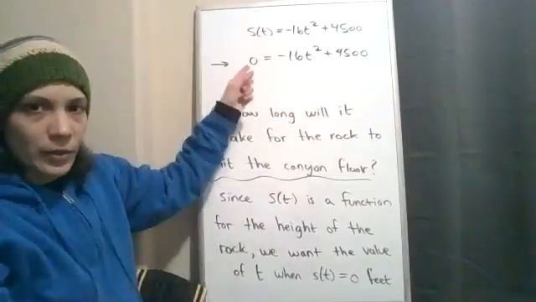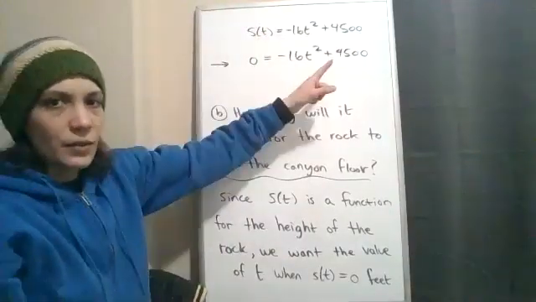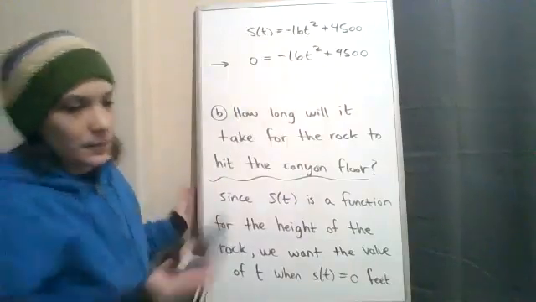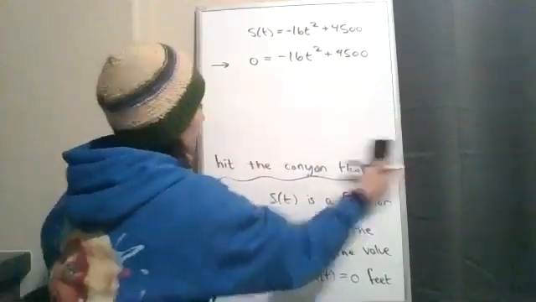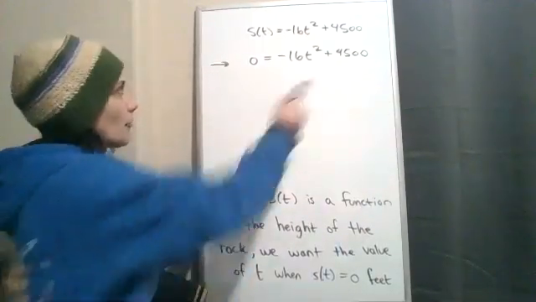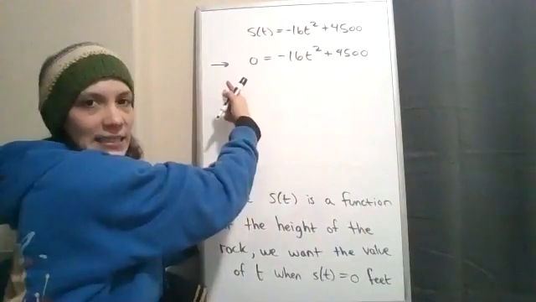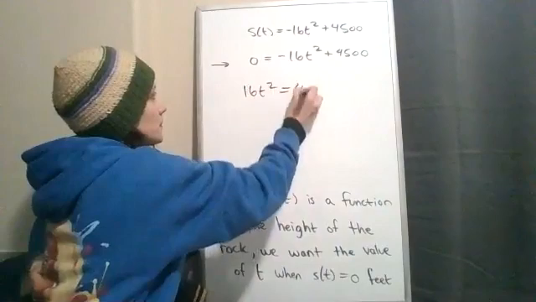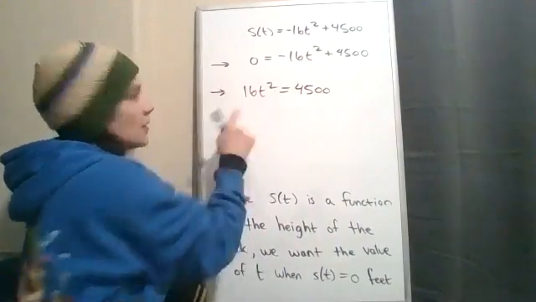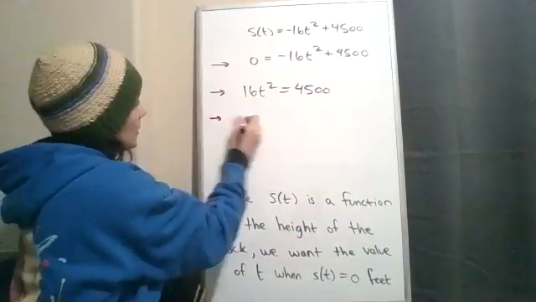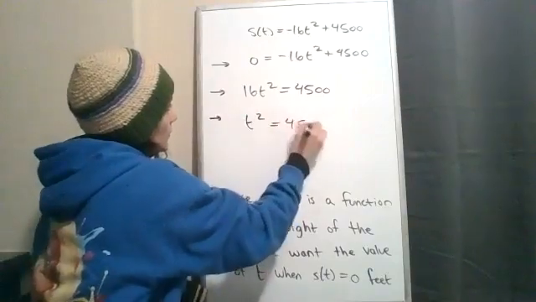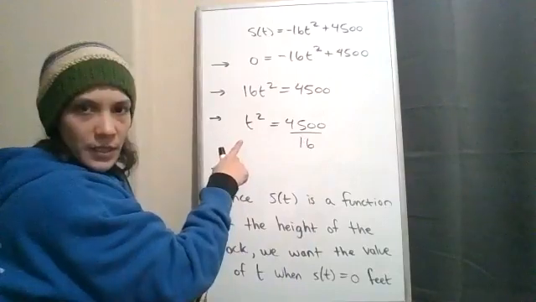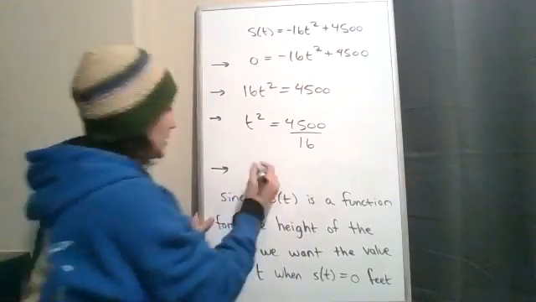Okay, so this is what we want. We want 0 for S of t, and then we're going to solve for t. I'm going to add 16t squared. Divide by 16. Square root both sides. Don't forget the plus or minus.